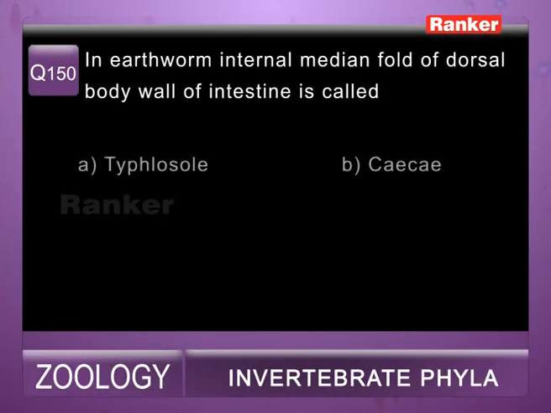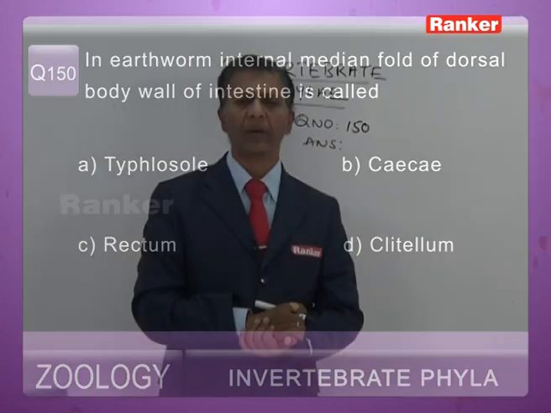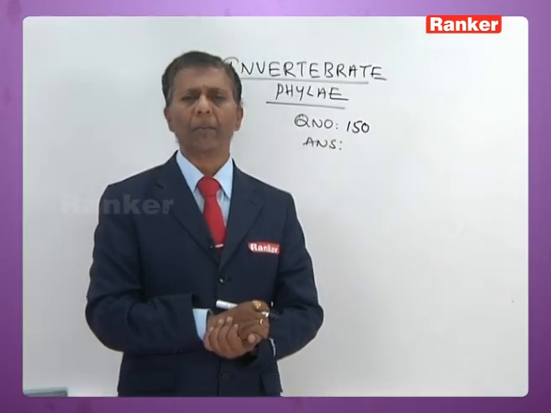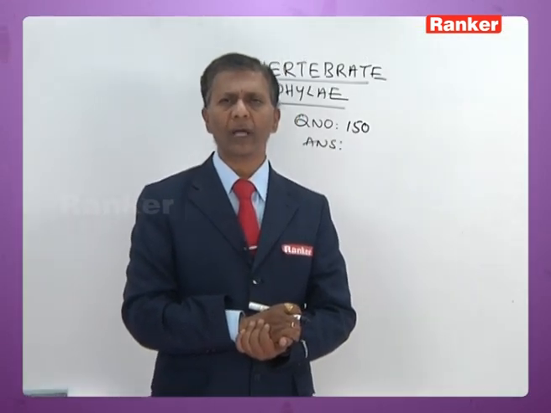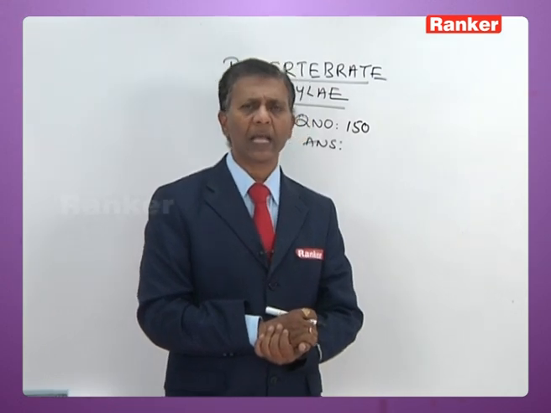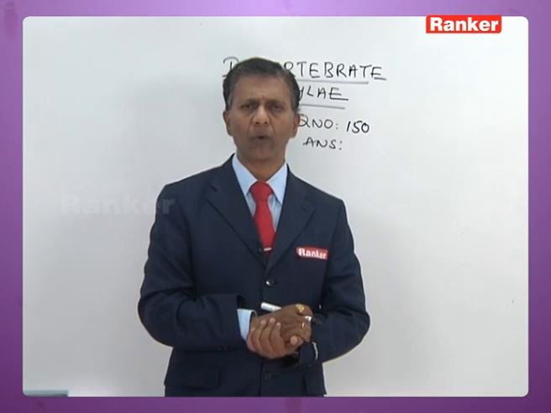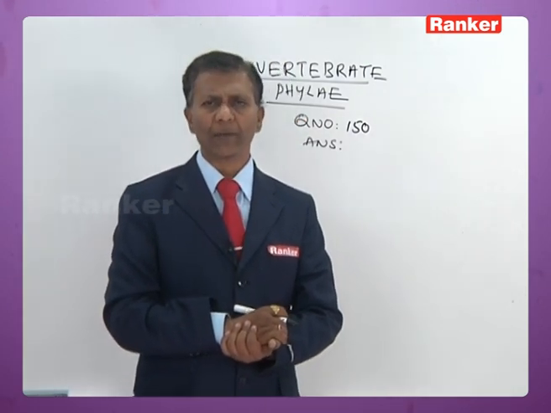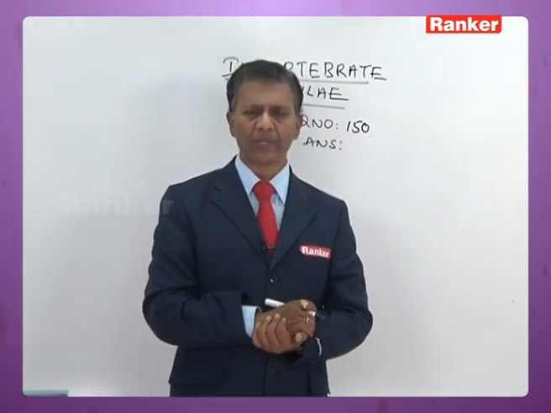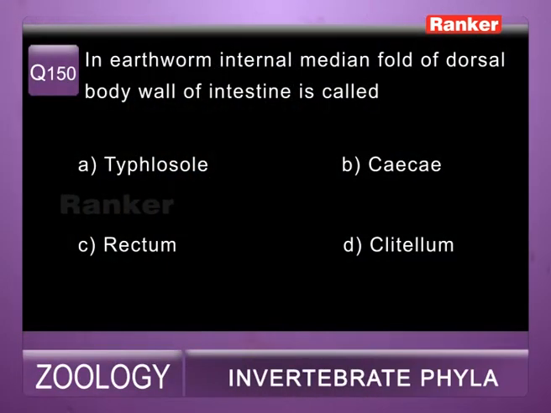Now 150, in earthworm internal median fold of dorsal body wall of intestine is called A typhlosole, B caeca, C rectum, D clitellum. Now in the typhlosolar region, mid-dorsally a muscular fold which is highly vascularized arises from the intestine and extends into its lumen. That muscular fold is called typhlosole. The typhlosole increases area of absorption. So 150th question, correct answer is A typhlosole.